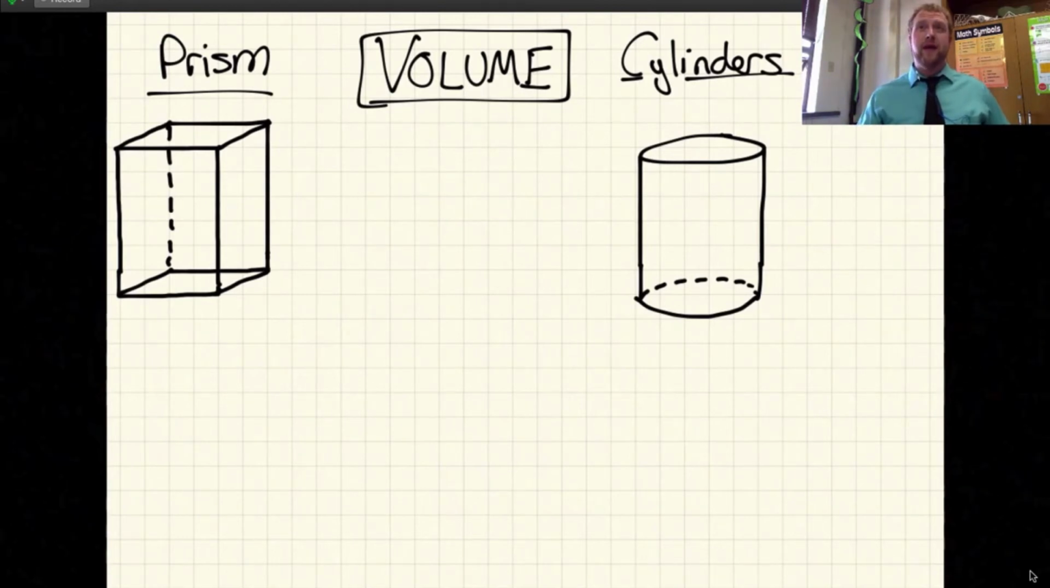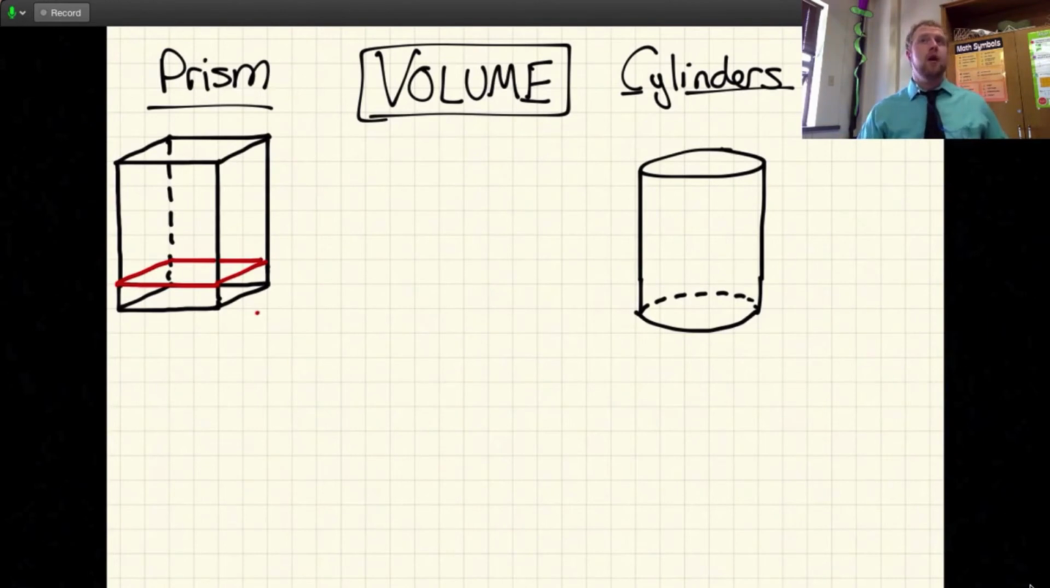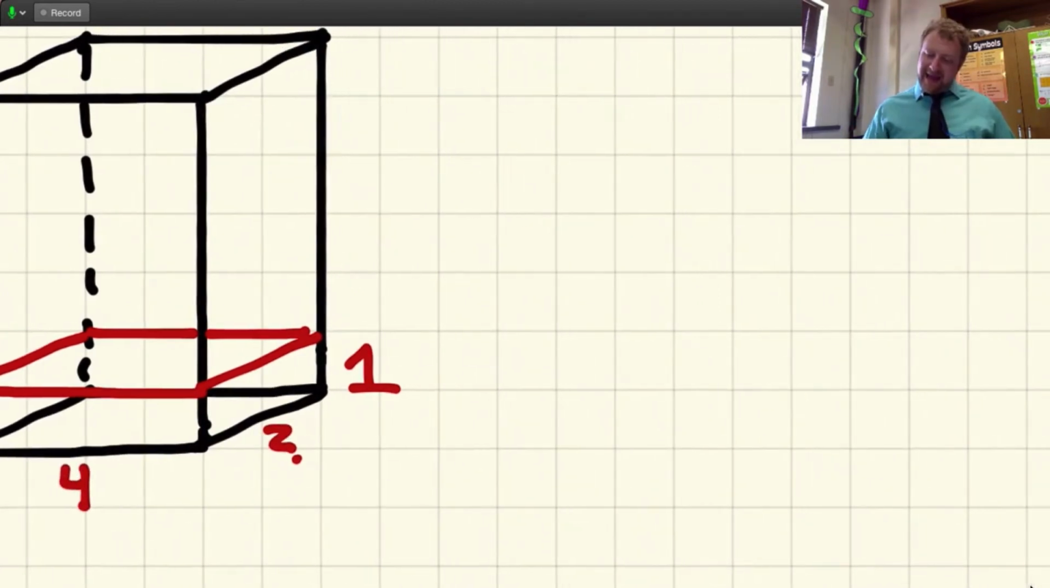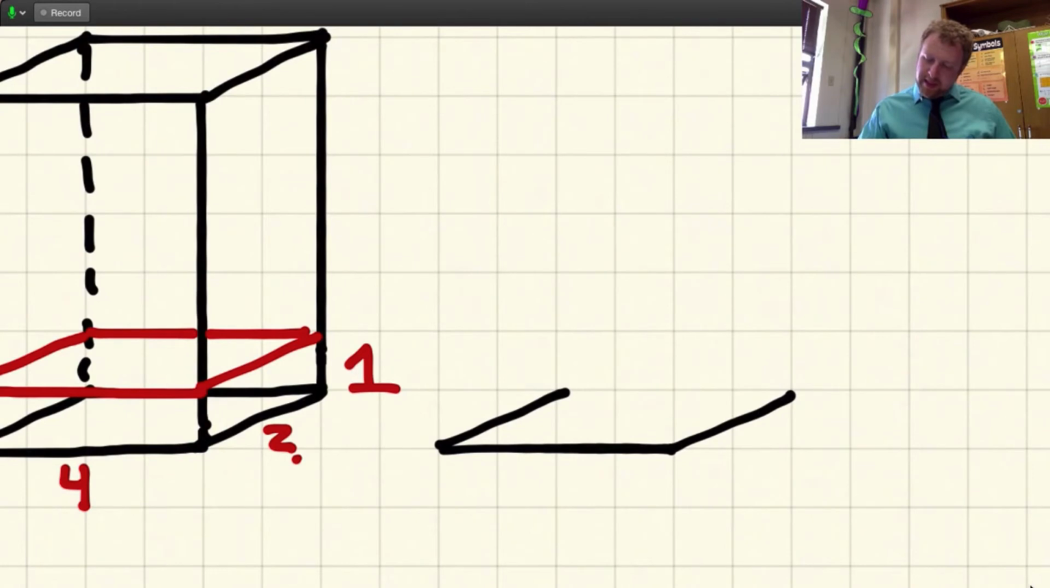Let's imagine for a moment that on our prism, we had one layer. That was one tall. Okay, I'm going to zoom in on this a little bit so it's easier to see. You don't have to draw this. I wanted you to practice drawing the original figures. Let's draw it one layer, one tall. Let's make this 4. Let's make this 2. That layer is going to be kind of like its own piece of the puzzle, being only one tall.